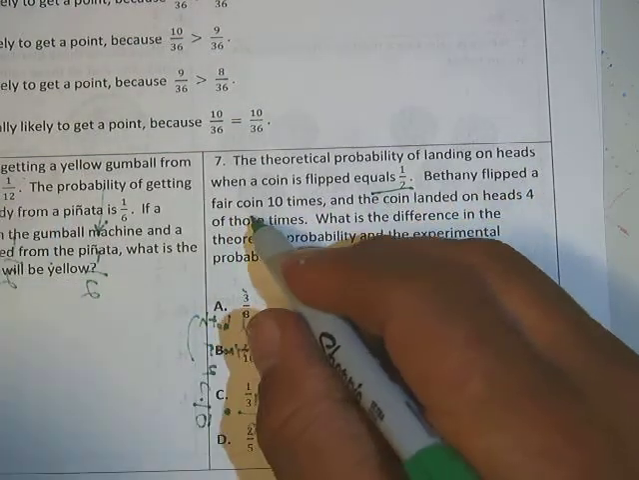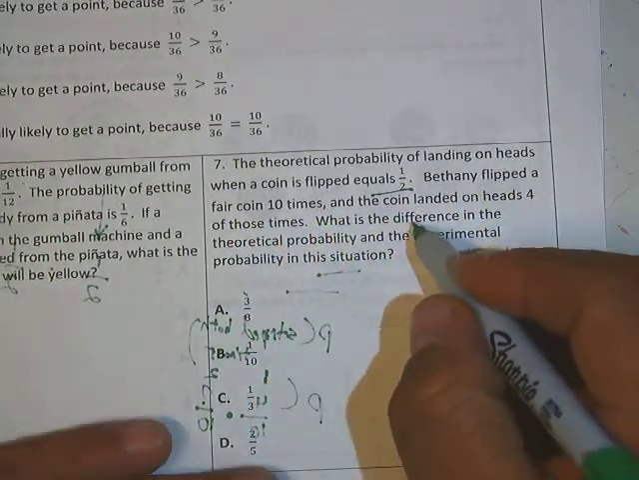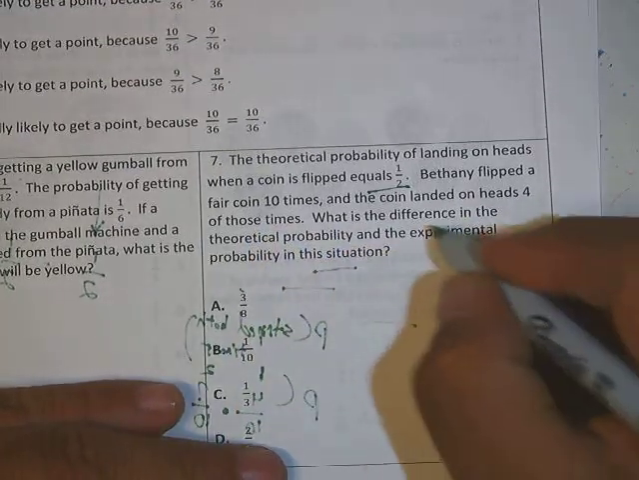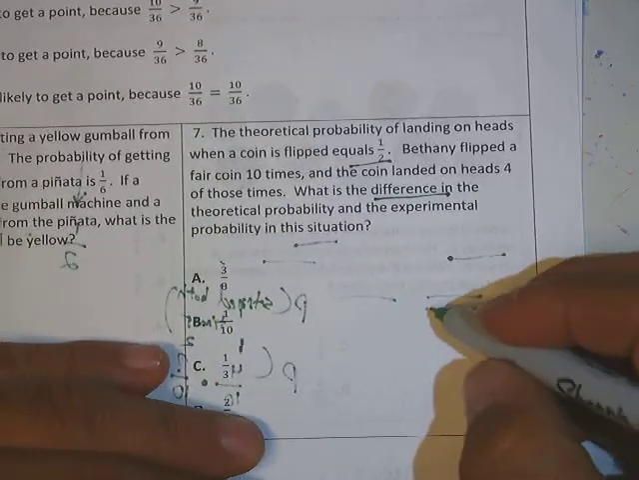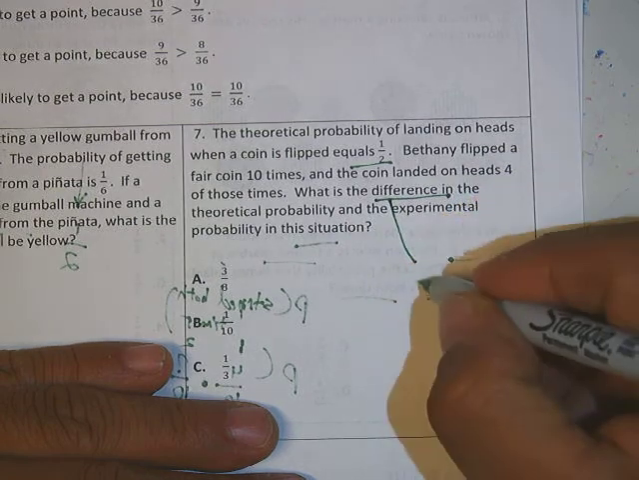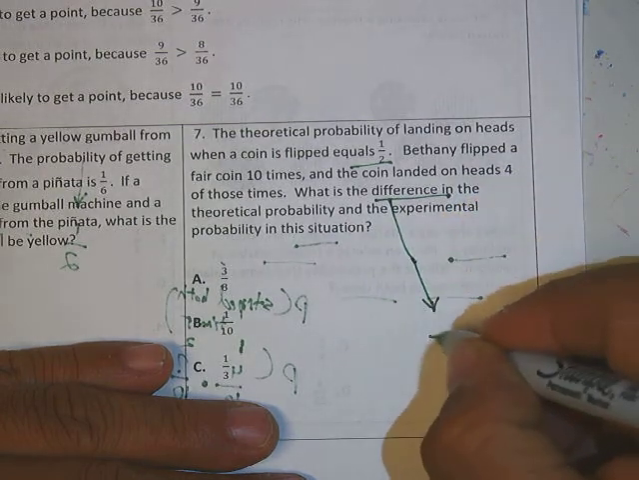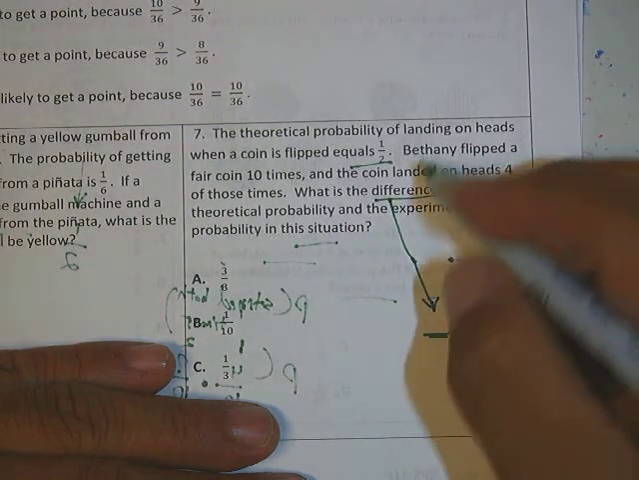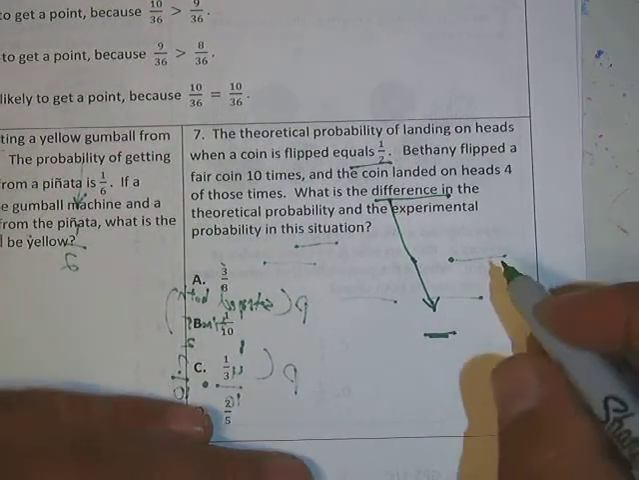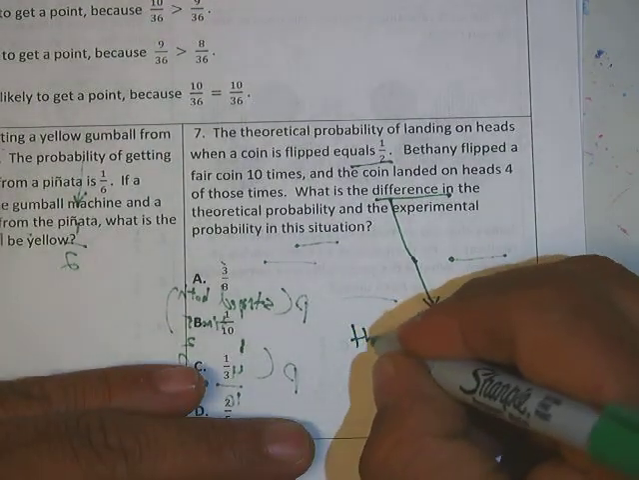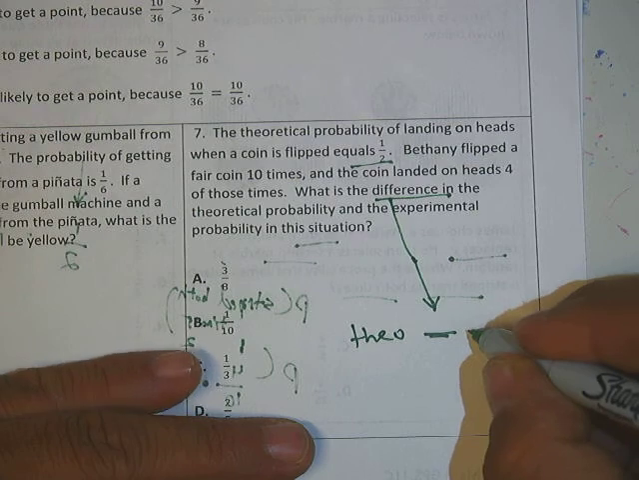Okay, number 7. The theoretical probability of landing on heads when a coin is flipped is 1/2. Bethany flipped a fair coin 10 times, and the coin landed on heads 4 of those times. What is the difference? What does difference mean? Well, you should know difference means subtraction.